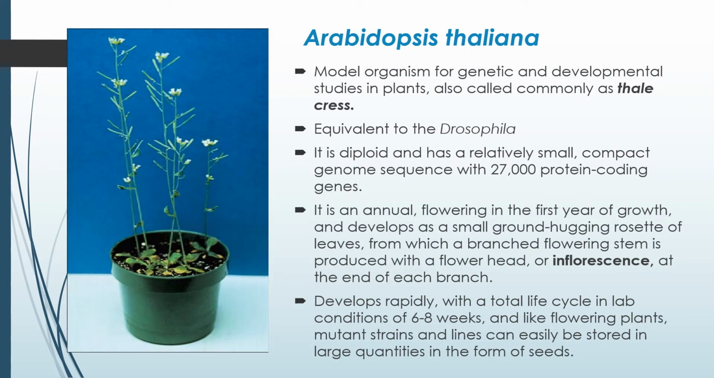So for the plant development, the model organism that has been chosen for the genetic and developmental studies is what we call the Arabidopsis thaliana, which is what we commonly call your tail crest. So in animals, it is equivalent to the Drosophila. It's because it is actually diploid and has a relatively small compact genome sequence with around 27,000 protein coding genes. Okay? So, ibig sabihin kasi, most kasi guys ng plants natin ay polyploid.